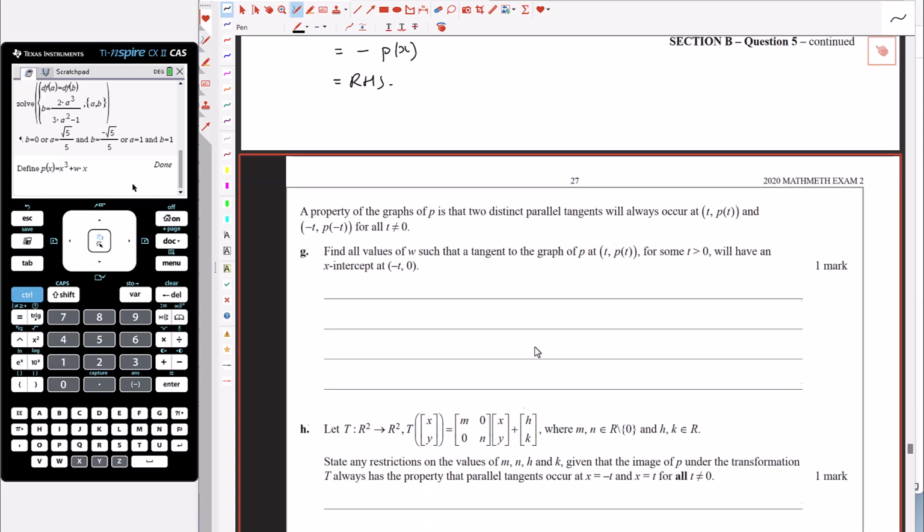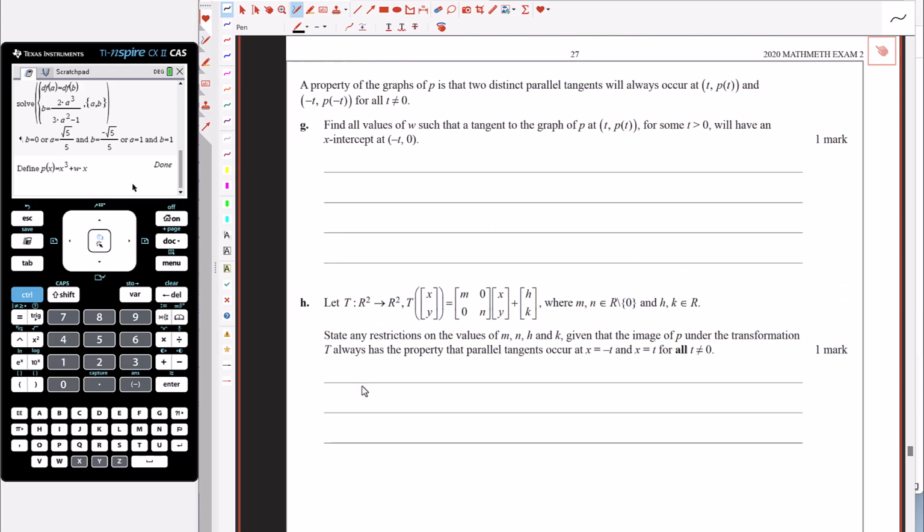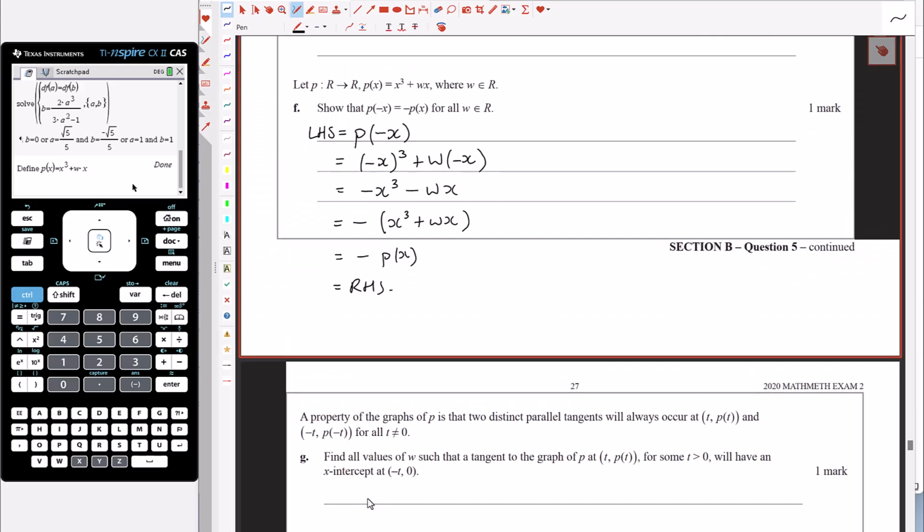Okay. A property of the graphs of P is that two distinct parallel tangents will always occur at t and negative t. So what we're doing here is generalizing what we saw happen previously. So what we've essentially now got is a function where, if we factorize, that's x times x squared plus w. And so we're going to get x-intercepts at 0 and plus or minus root negative w.